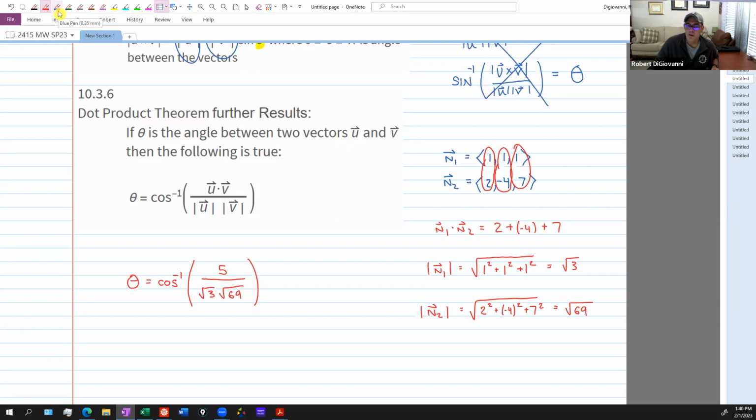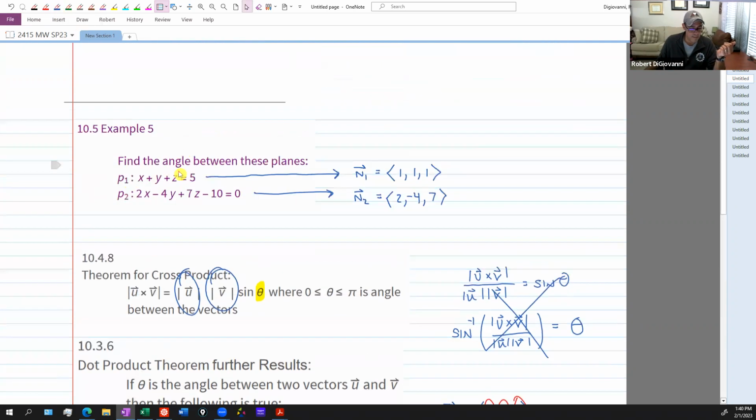All right, looking good. So if we're given two planes, we're given the equation of two planes, it is relatively simple to find the angle between those two planes, right?